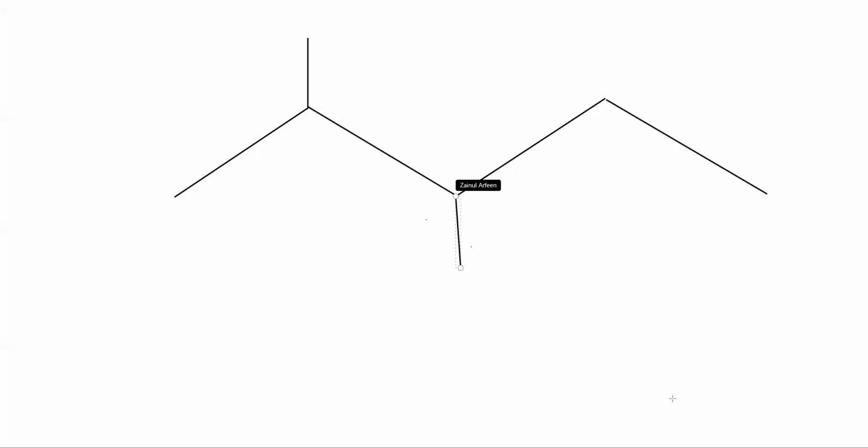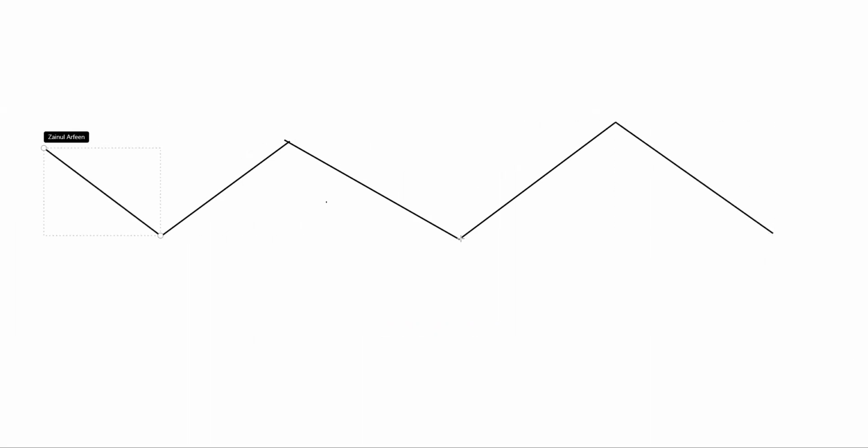2,3-dimethylpentane. That's correct. 2,3-dimethylpentane, because at the second position we have a branch, at the third position we have a branch, and two identical are there, so that's why it's dimethyl, and pent because 1, 2, 3, 4, 5 carbon. Now what's the name of this compound?